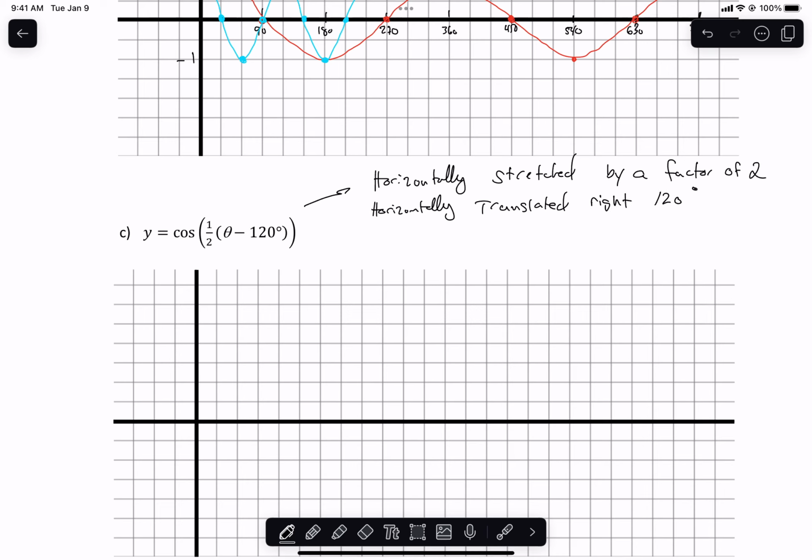Okay, so if I do say draw 2 cycles, you also got to be cognizant of how you're counting in order to make sure that you can get 2 cycles on your grid. Okay, so maybe this time.